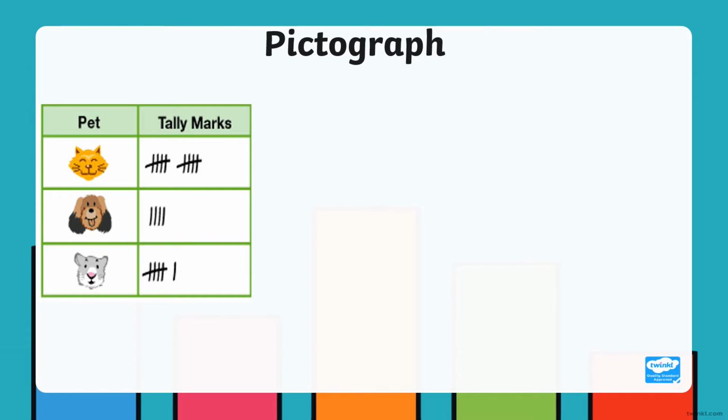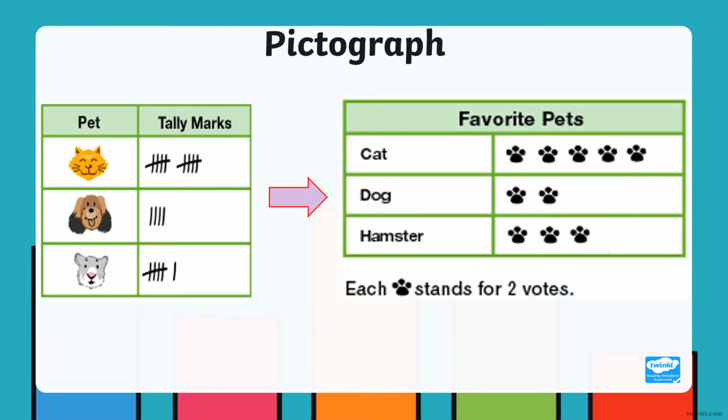So if we have these tally marks in the number of pets for children, to convert it to pictograph, we are going to use this icon. So this icon stands for 2 votes. So along the cat, it is 2, 4, 6, 8, 10, which is equivalent to our tally marks, which is 10. And then for the dog, 2, 4. So there are 4 tally marks for that. And for the hamster, we have 2, 4, 6.